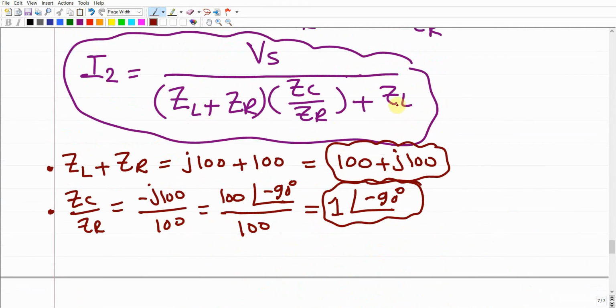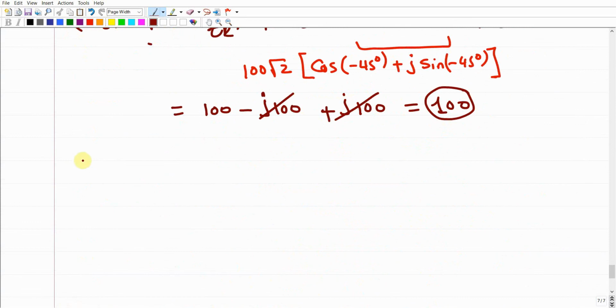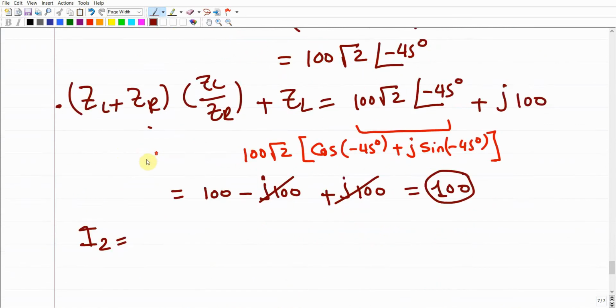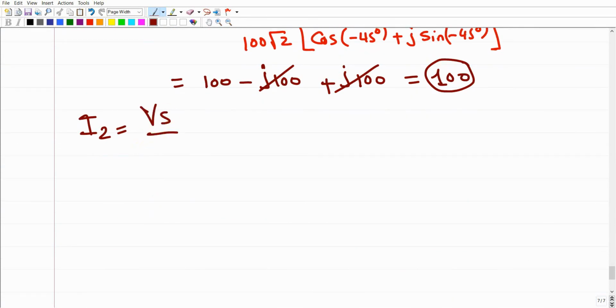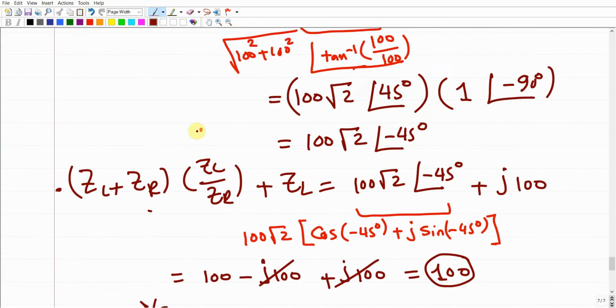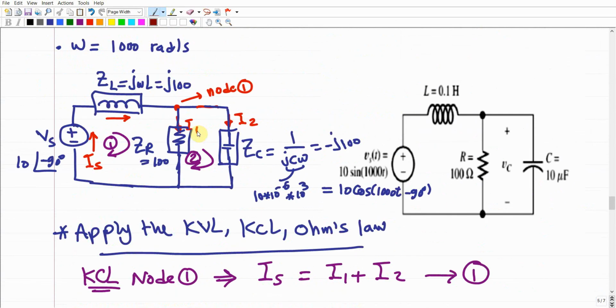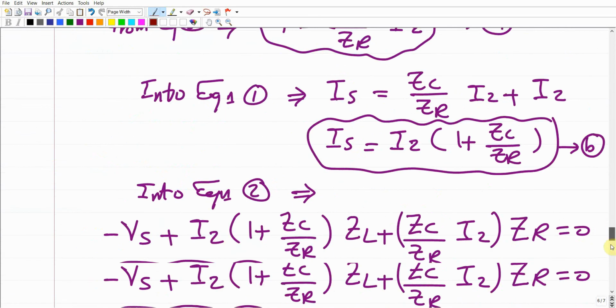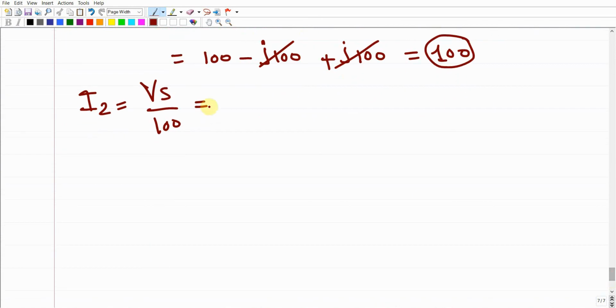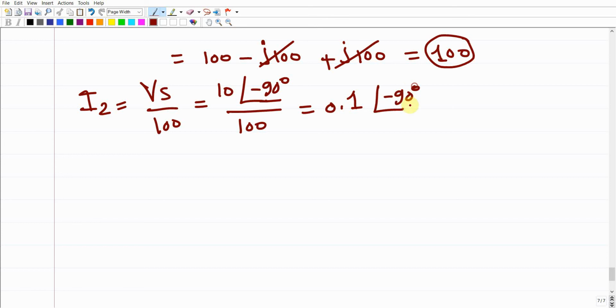It is 100. So we're gonna end up that the current I2 should equal Vs over 100. How much is the Vs in the phasor form? Vs, as we expressed it at the start of this problem, is 10 angle negative 90. So it is 10 angle negative 90 divided by 100. Make sense? If we did the calculation, 10 divided by 100 is going to give us 0.1, and the angle simply is going to be negative 90 degrees.